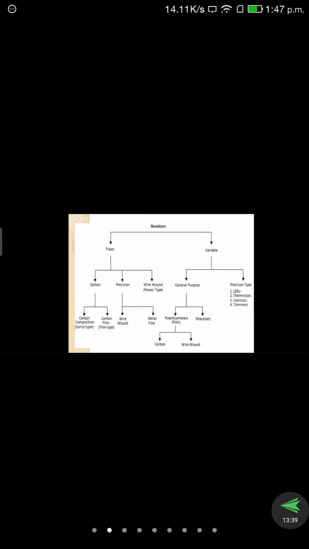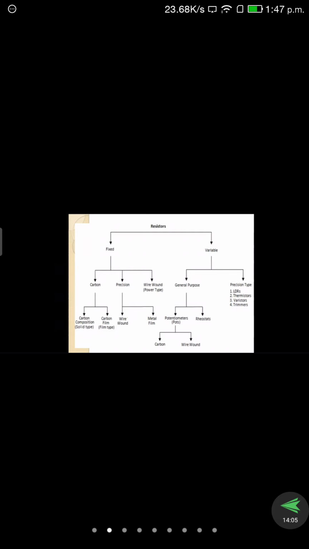Next, variable resistors are classified into two types, general purpose resistors and precision type resistors. So the general type is again subdivided into two types. One is a potentiometer, second one is a rheostat. Again potentiometers are classified into two types. One is carbon, second one is wire wound resistor.